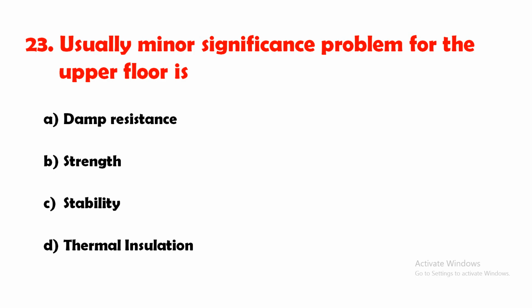Usually, the minor significance problem for the upper floor is damp resistance, strength, stability, thermal insulation. The answer is usually the minor significance problem for the upper floor is damp resistance.